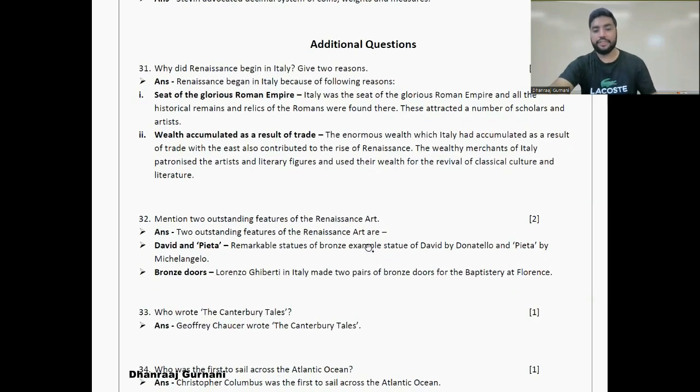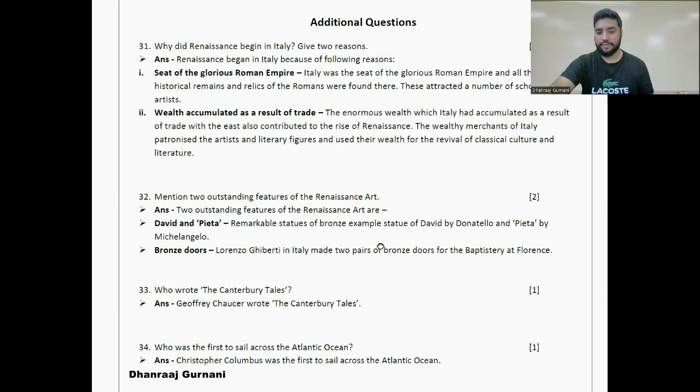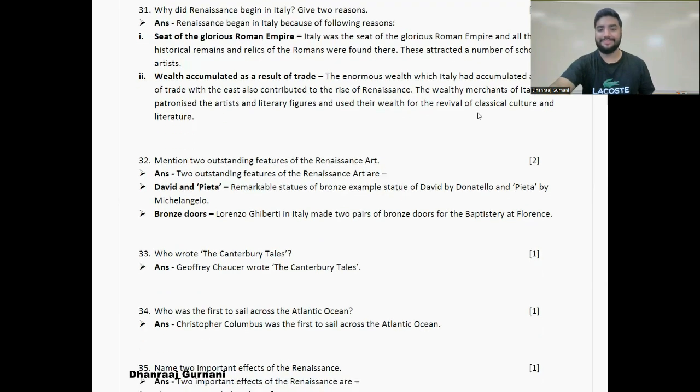Mention two outstanding features of Renaissance art. We have done this a little before also. First one, David and Pieta, the remarkable statues of bronze, examples being David by Donatello and Pieta by Michelangelo. So that's the first one. Second feature, bronze doors. Lorenzo Ghiberti in Italy made two pairs of bronze doors for the baptistery at Florence. Two artworks of the Renaissance.